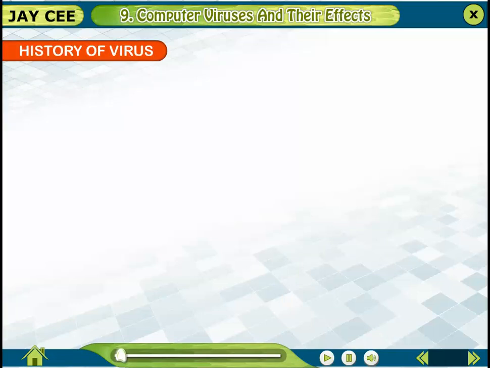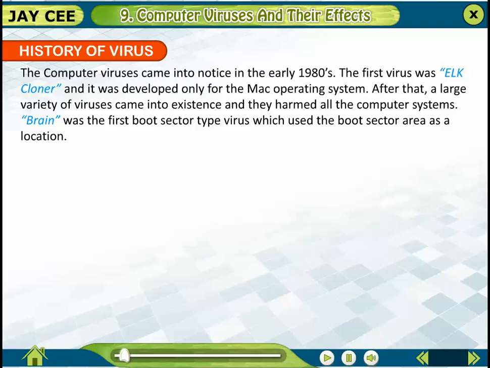History of virus. Computer viruses came into notice in the early 1980s. The first virus was Elk Cloner, and it was developed only for the Mac operating system. After that, a large variety of viruses came into existence and they harmed all the computer systems. Brain was the first boot sector type virus which used the boot sector area as a location.